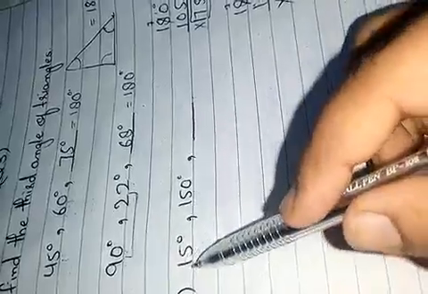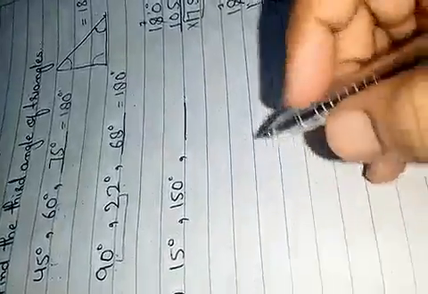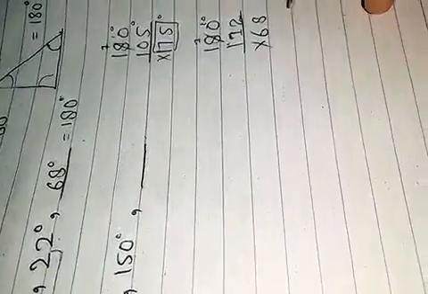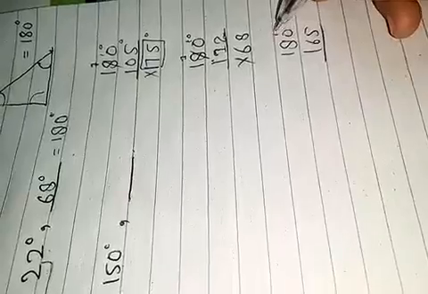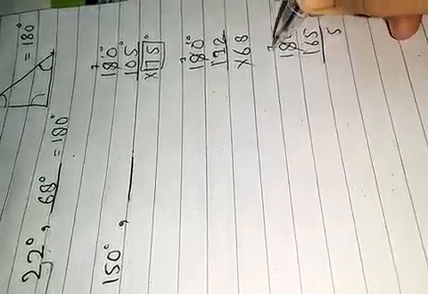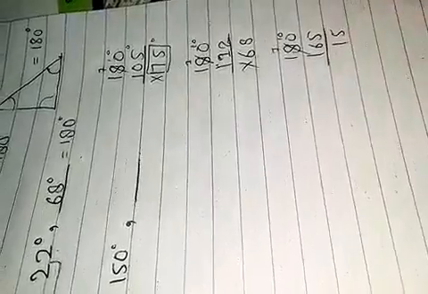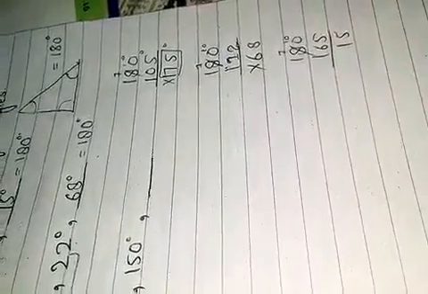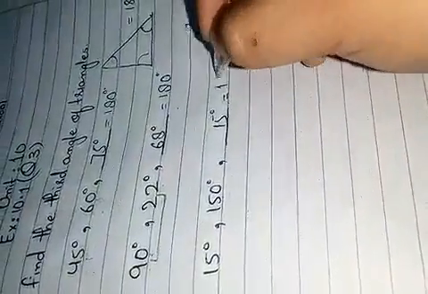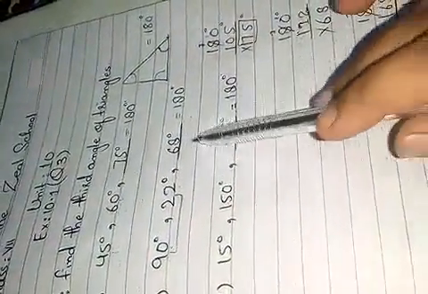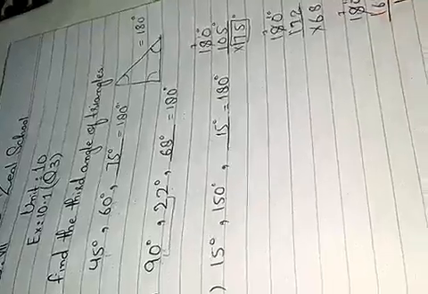Now the third one is 15 and 150, and when we add 15 and 150, we get 165. And when we subtract 165 from 180 degrees, we get 10 minus 5 is 5, and it's 7, 7 minus 6 is 1. We got 15 degrees. And when we add these three angles, we get the sum which is equal to 180 degrees. So this is the easiest way to find the third angle when two angles are given in the question.